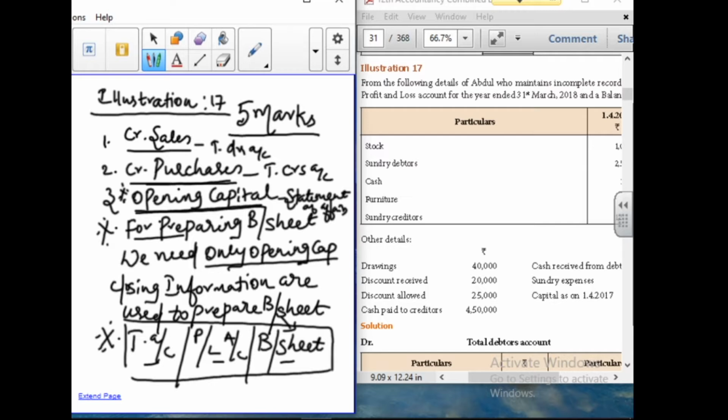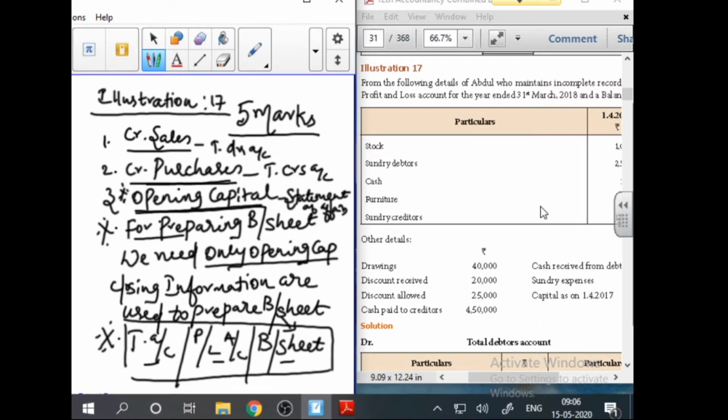Again, this opening capital is used in the balance sheet on the liability side. We write the word capital and write this opening capital. The closing information in the statement of affairs is used only to prepare the balance sheet. So this is the methodology to find the balance sheet in these problems. First, let us move to illustration number 17.